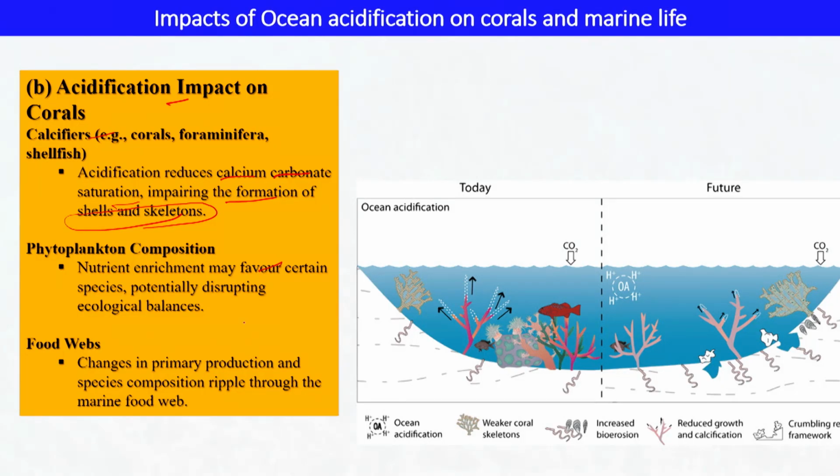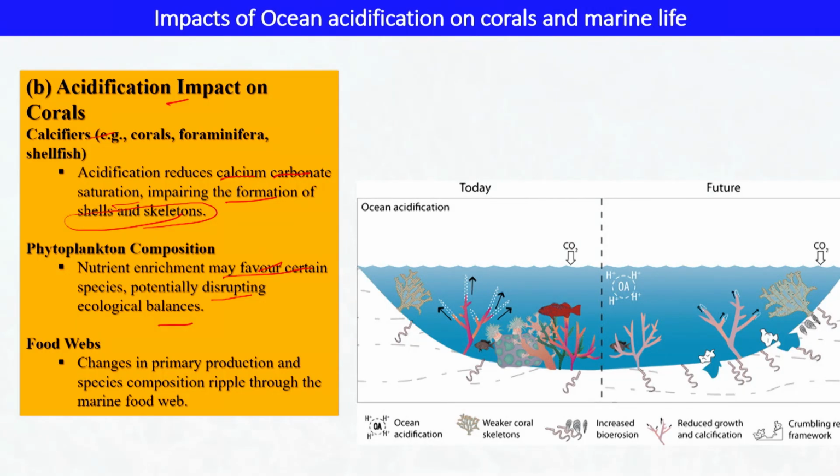In phytoplankton communities, nutrient enrichment may favor certain species, potentially disturbing the ecological balance. The phytoplankton will adjust accordingly; some can be favored because of the nutrient enrichment, and some might be disrupted. And it can also change the food web in the ocean itself.